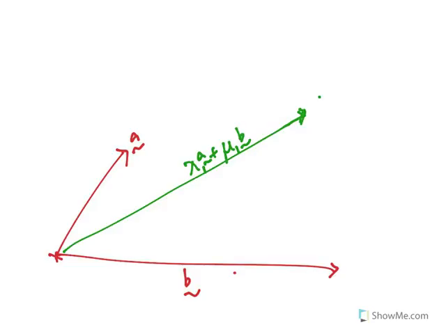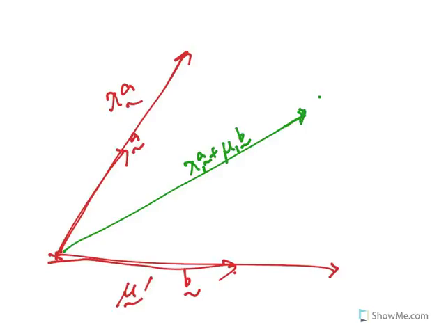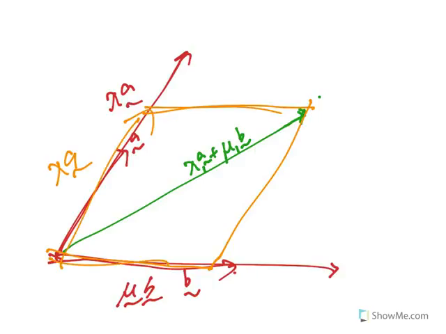So if lambda A, maybe here lambda A will look something like that. And mu B, maybe mu B somewhere here, shorter. Correct? And by the parallelogram law, the addition is like that. This one is lambda A. This one is mu B.